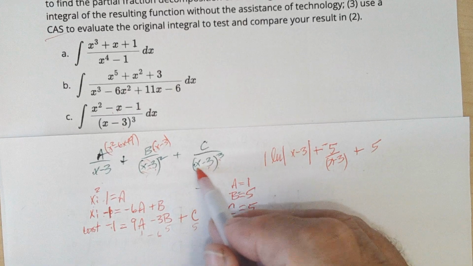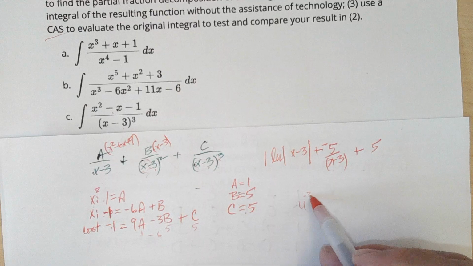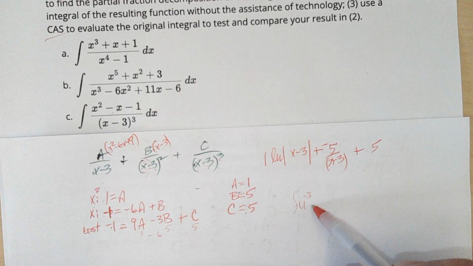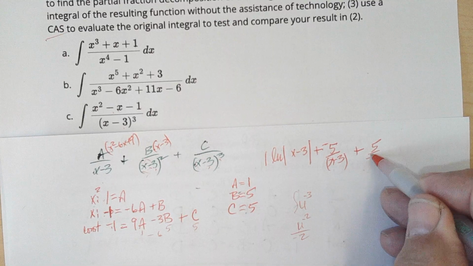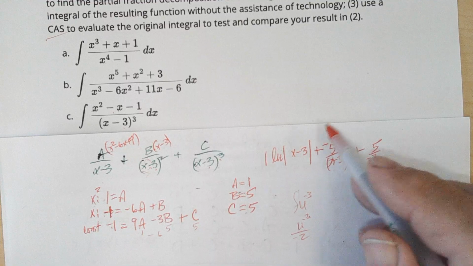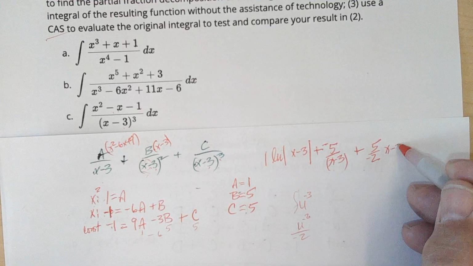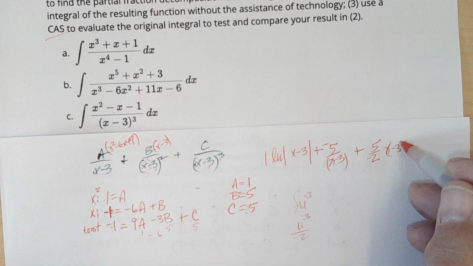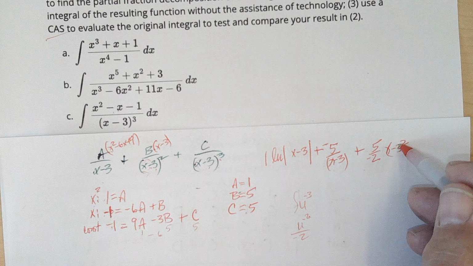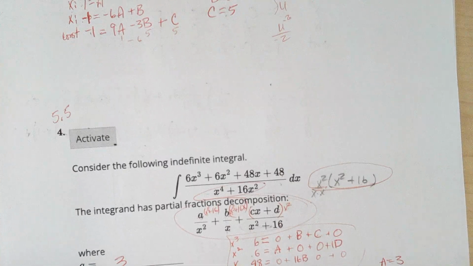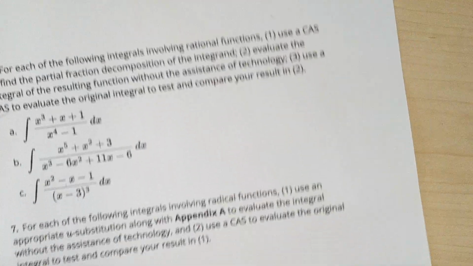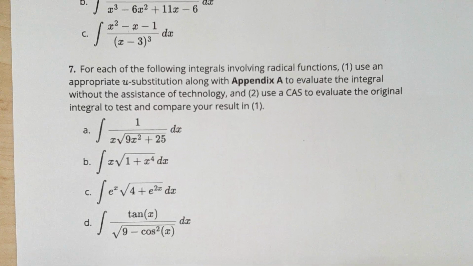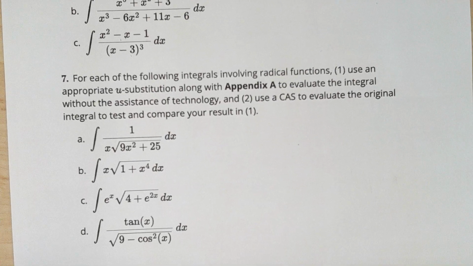So if I do u sub for this, I'm going to get u to the minus 3, dx equals du. Integral, that's u to the minus 2 over minus 2. U will be x minus 3 squared. Okay. So that was 4 and 6. 7. This is using the tables.